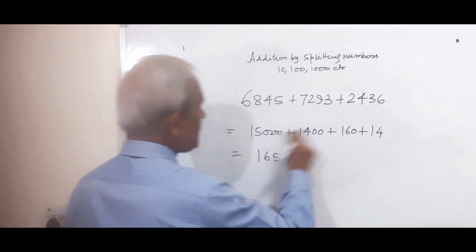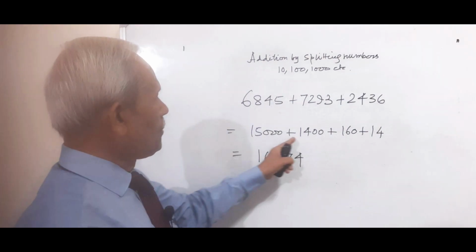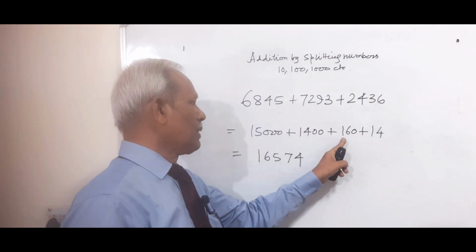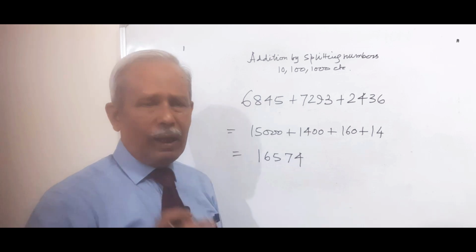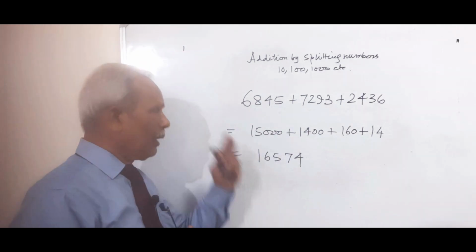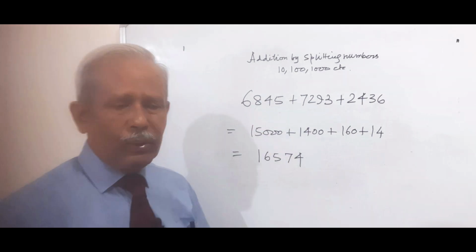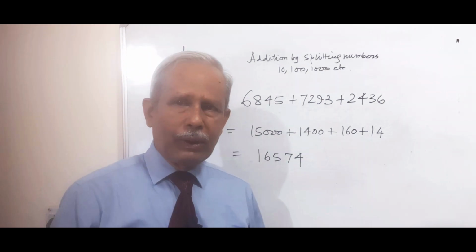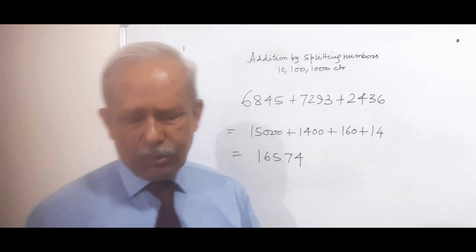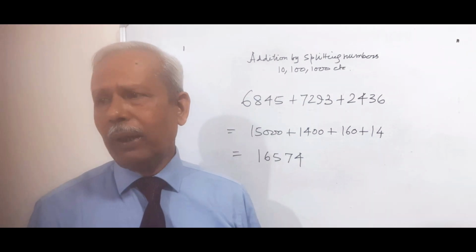16,574. We can straight away do from here. 15 plus 1, 16,400 plus 1, 65, 60 plus 14, 16,574. Right? So this becomes much easier. So what we have done, we have split the numbers into multiples of 10, 100 and 1000, and we have made our additions comparatively simpler.